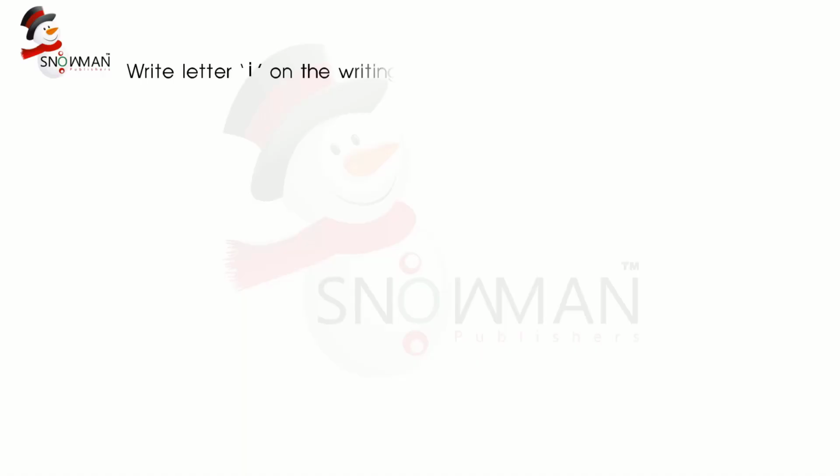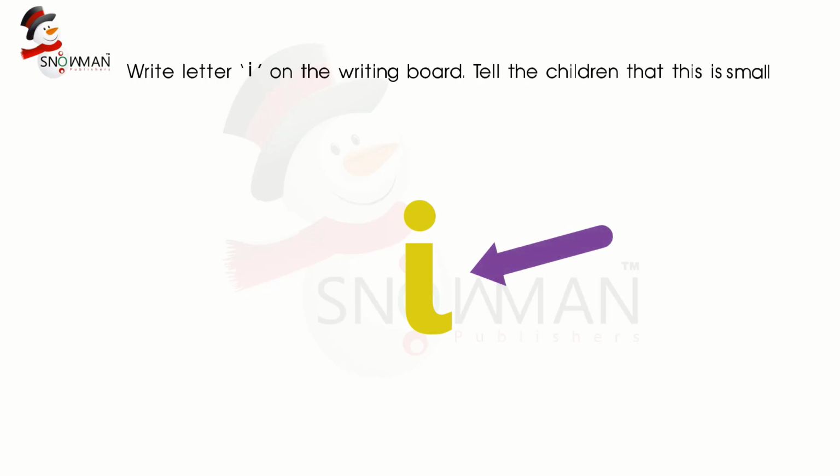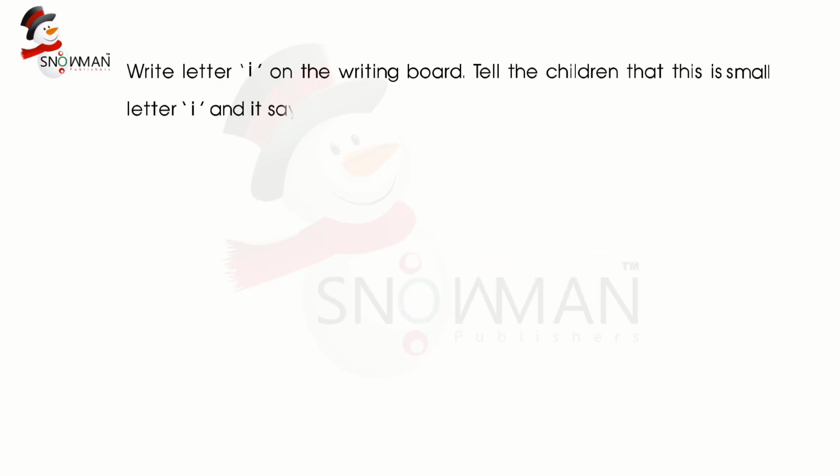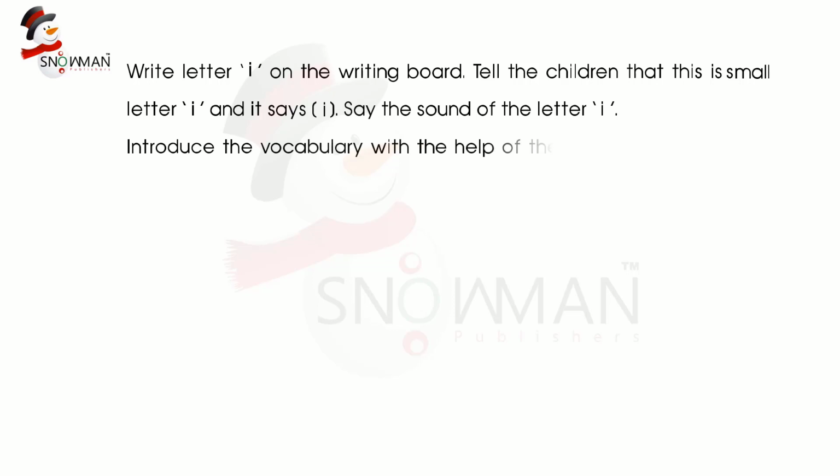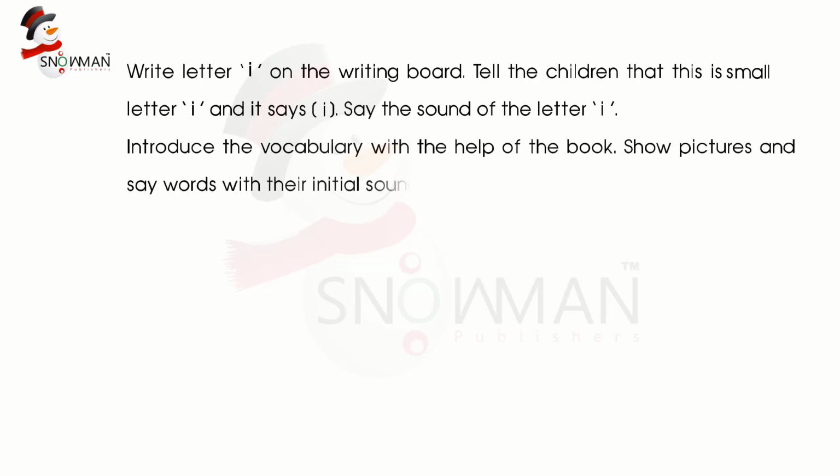Write letter I on the writing board. Tell the children that this is small letter I and it says E. Say the sound of letter I. Introduce the vocabulary with the help of the book. Show pictures and say words with their initial sound.